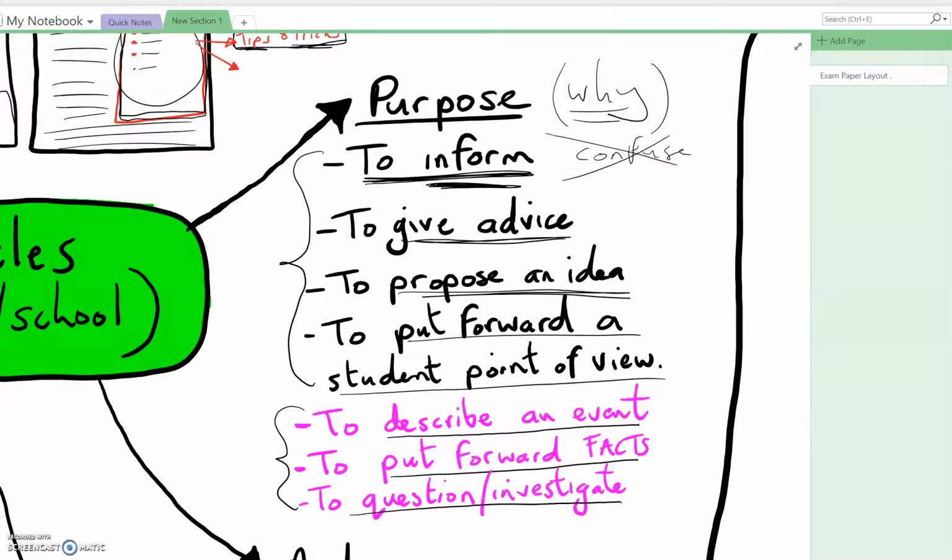Regardless of who the audience is, whether it be young people or old, you're there to give facts. That's the purpose. And you must remember that in your writing. That's what they're looking for.